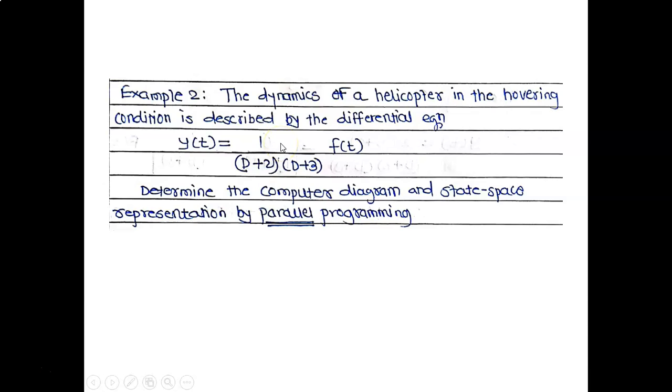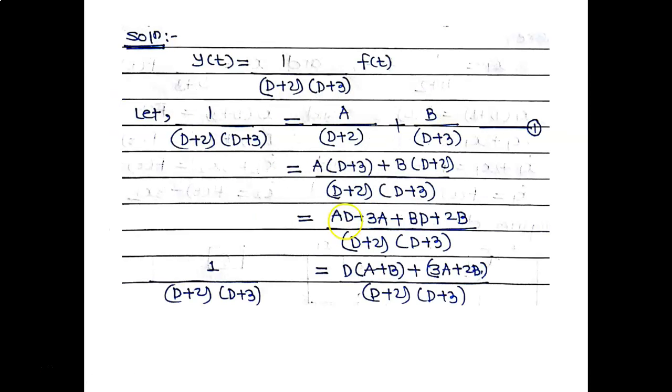Now the next problem, example 2 on parallel programming. The dynamics of a helicopter in the hovering condition is described by the differential equation y(t) is equal to 1 divided by (D plus 2)(D plus 3) into f(t). Determine the computer diagram and state space representation by parallel programming.